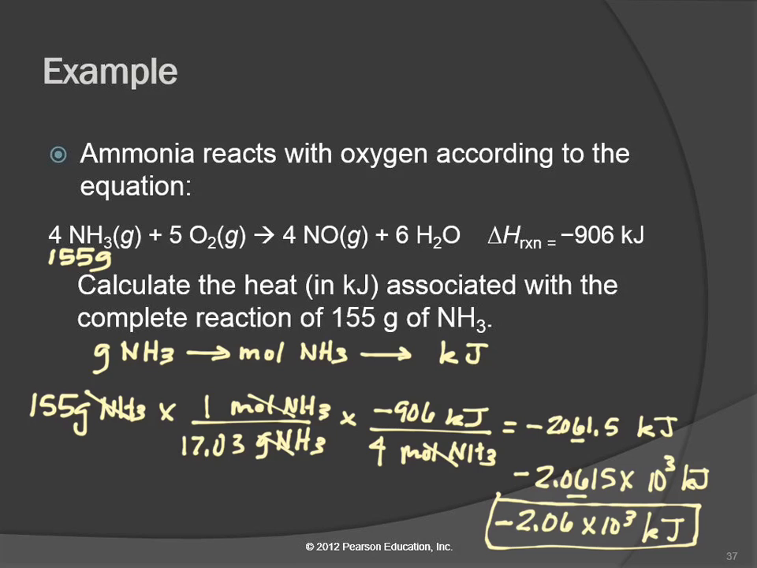The negative sign means that the energy is being released from the reaction. Sometimes on Mastering Chemistry, it will say something like, calculate the amount of heat in kilojoules that is given off. And then they probably want a positive number because they say it's given off. Sometimes we use words to indicate the direction, and sometimes you have to use the sign. And I know that's confusing, but there's nothing I can do about it.